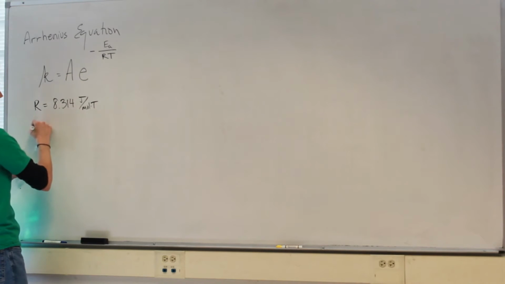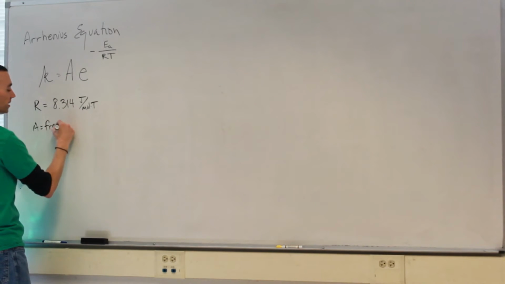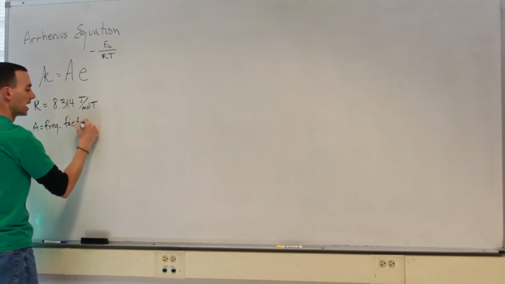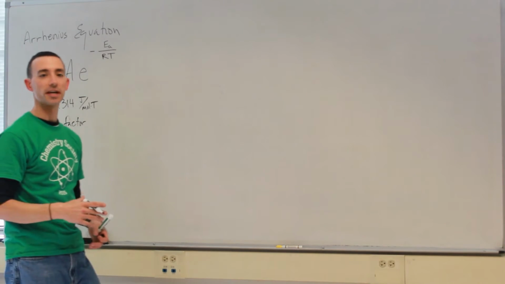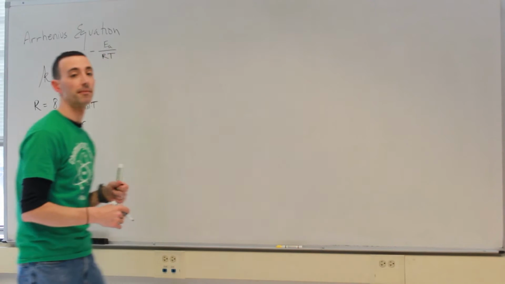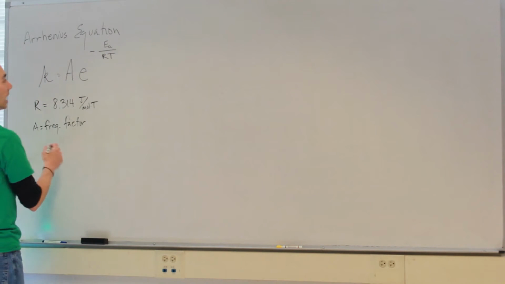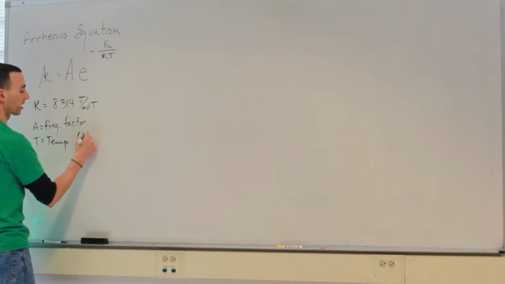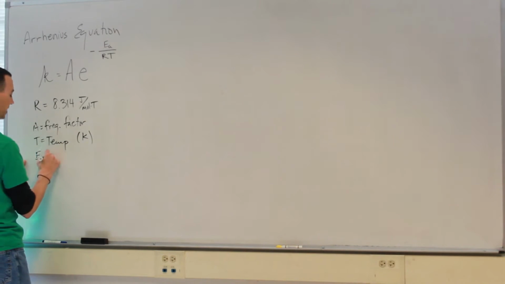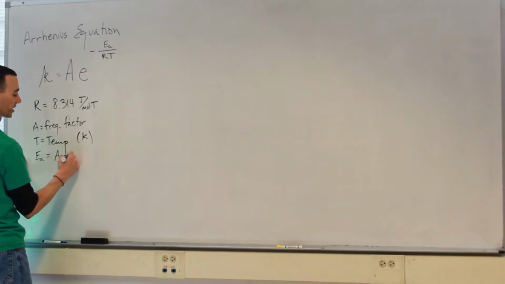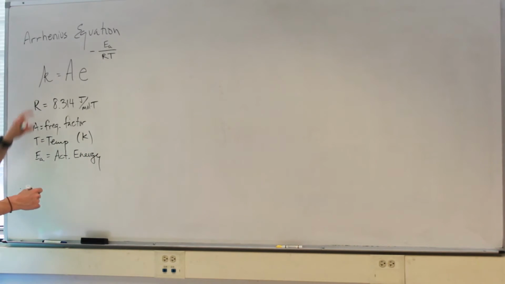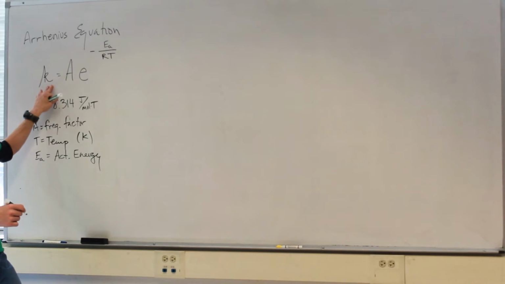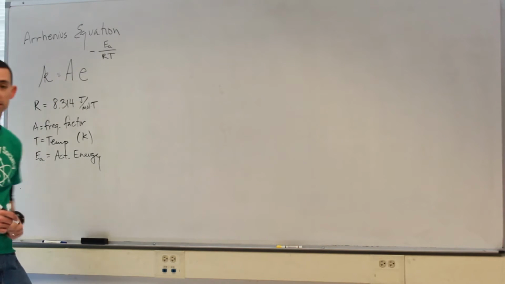A, I've just defined as the frequency factor. It would be a constant for a given reaction. Probably you'd be able to look it up. Maybe you'd be doing an experiment to try to figure it out. All right. T, of course, would be the temperature, which needs to be in Kelvin. And then E sub A is the activation energy, as I just described it. Okay. So this equation would allow you to figure out any reaction's activation energy.